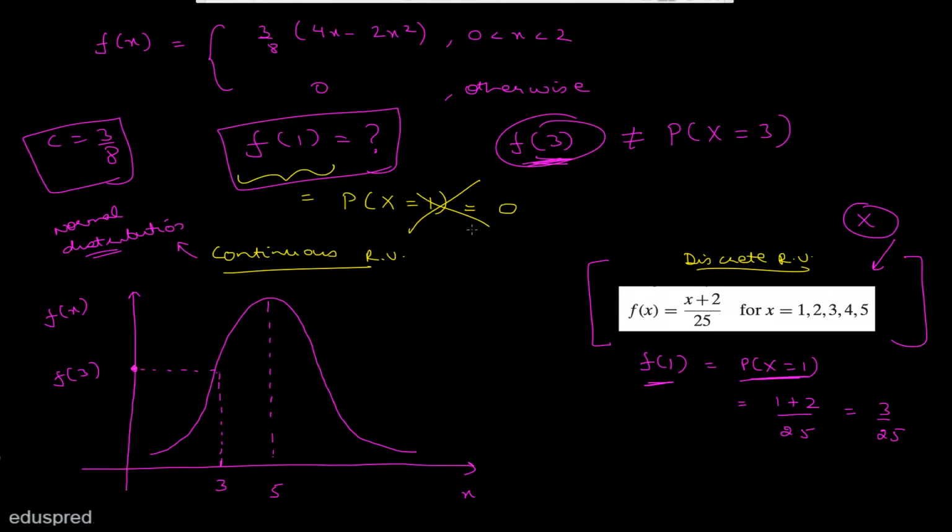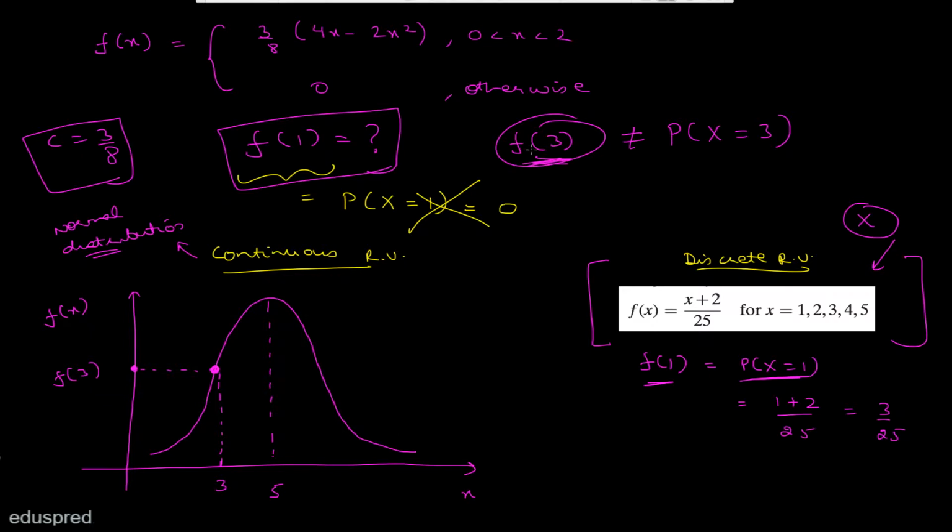If you want to find the probability, then you have to find the area under the curve below that particular point, which is going to be 0. So f of 3 is not equal to the probability that x equals 3. The function is something that you use to find the probability, and if you want to find the probability, you will have to integrate the function. You will have to find the area under the function.